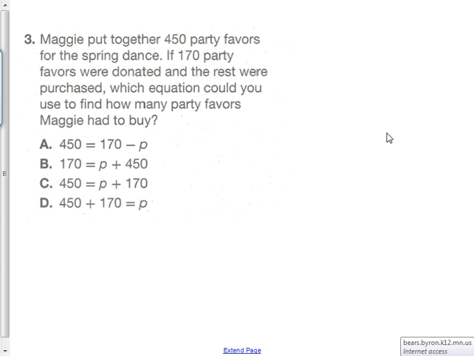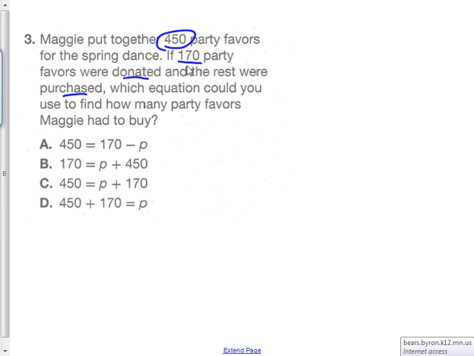Maggie put together 450 party favors for the spring dance. If 170 party favors were donated and the rest were purchased, which equation could you use to find how many party favors Maggie had to buy? All right, so we have 450 party favors total. So I really like how A starts and how C starts, with 450 being our total.